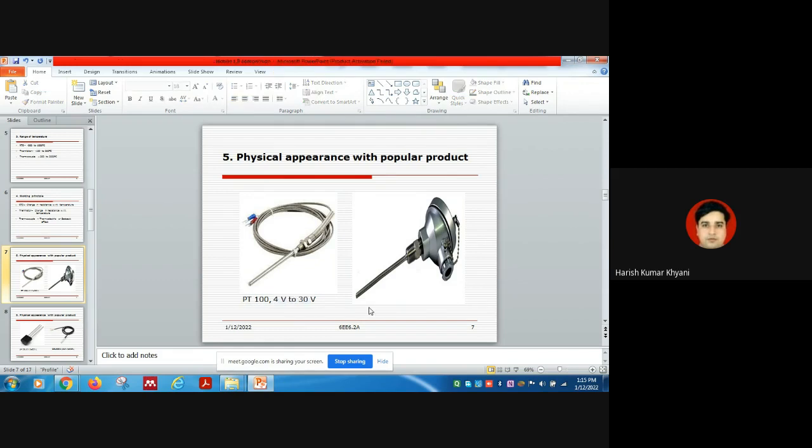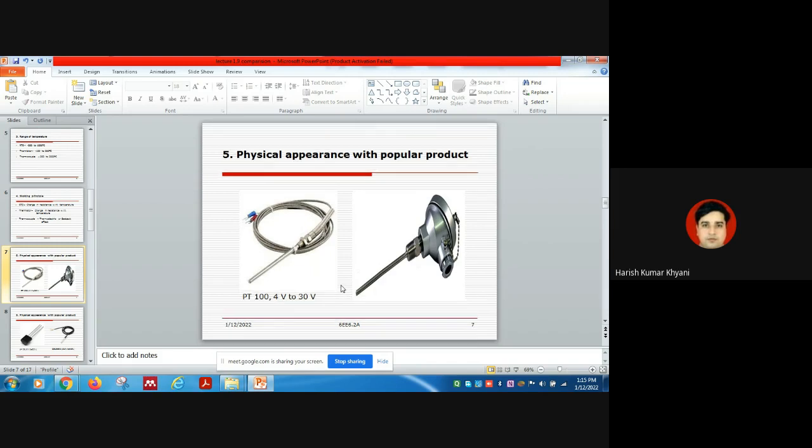Here PT100 and also PT1000 are available in the market, where the 100 represents the resistance value at the reference temperature. It means PT100 has 100 ohm at 0 degree centigrade, whereas PT1000 has 1000 ohm at 0 degree centigrade, right?